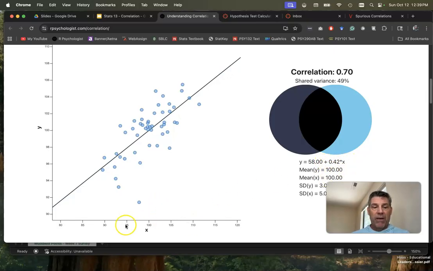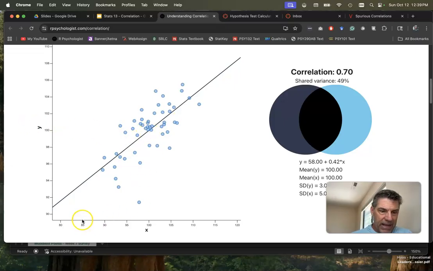So basically, if I knew I had an x of 95, then, well, let me just do 100 because it'd be easy for the math. If I knew somebody had an x of 100, just multiply 100 times 0.42. That would be 42. So 42 plus 58 is 100. So my prediction would be if that person had 100 on X, they would have 100 on Y. And that's exactly where that line is.